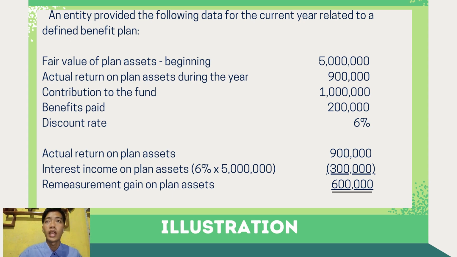So, the actual return on plan assets is 900,000. Then, the interest income on plan assets is 300,000. And the 300,000 was obtained by multiplying the fair value times the discount rate, which is why it became 300,000. Then, the difference of those two will be the remeasurement gain on plan assets.